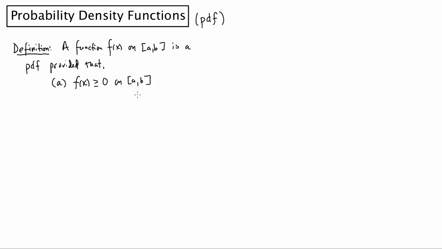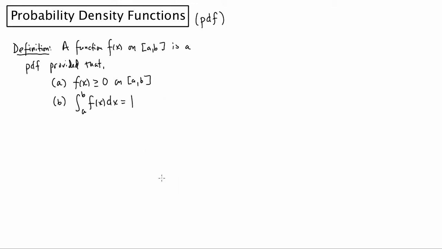In other words, if this function is going to define probabilities for us, we don't have negative probabilities of events occurring. And so the function would need to be either 0 or greater than 0 everywhere on the interval that we're concerned with. The second thing, and this is the biggest characteristic of a PDF, is that when you integrate the function, you get back 1.